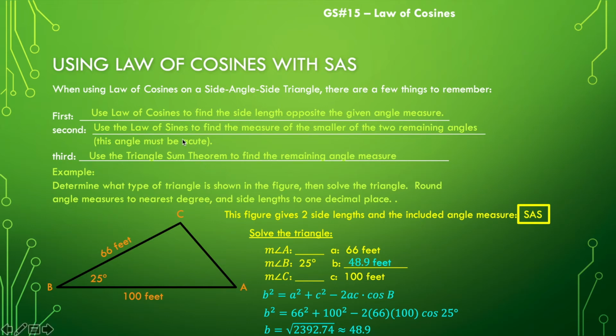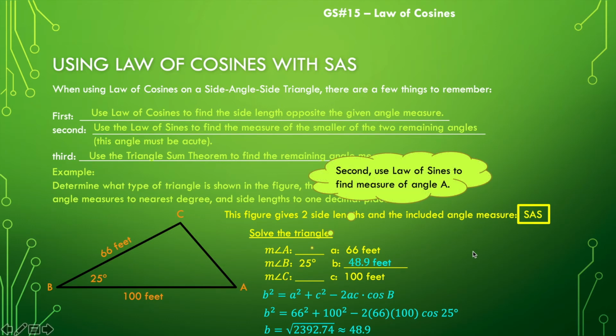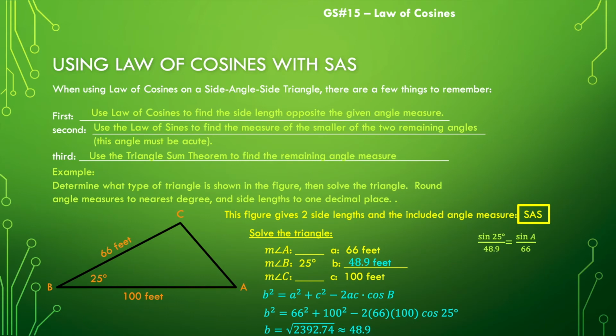Now remember that the second step says we want to find the measure of the smaller of the two remaining angles, which will correspond to the shorter of the two side lengths. So we want to look at the measure of angle A. So let's go ahead and set up a law of sines proportion. Sine of 25 degrees over 48.9 will equal the sine of angle A over 66.